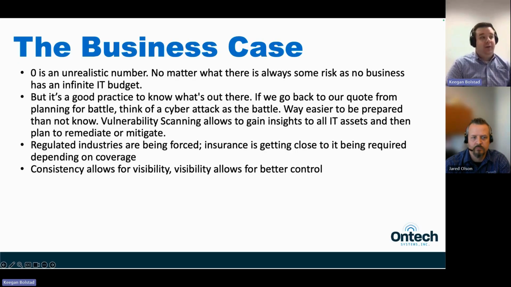Regulated industries are being forced to this. I'll be honest, those that are in the insurance space as an example, it's no longer a choice.